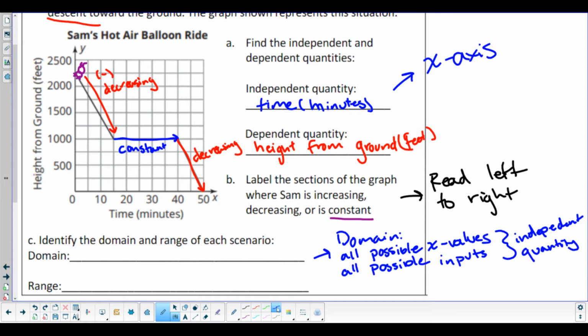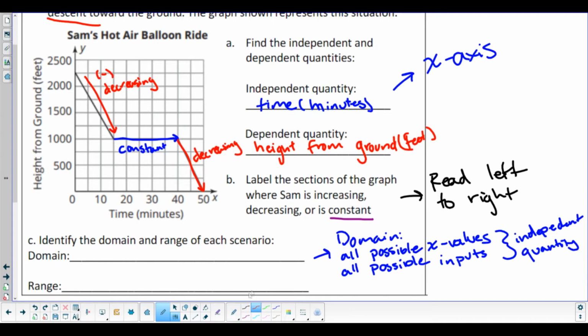And so here's how I would read this. I'm going to start on the left-hand side and move to the right. You don't have to for domain, but it just makes sense to keep reading left to right. And I'm going to look for where my graph exists. Okay, and what I mean by that is, where does this curve, this representation of Sam going down in the hot air balloon, exist? Sorry, I had to erase the ant so we could see.